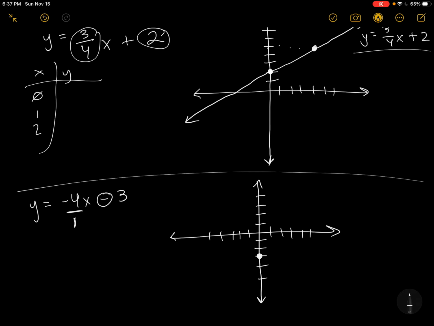And then, oh darn, I made my slope negative. I ran out of room. Okay, so then I go down 4 because it's -4, right? 1, 2, 3, 4, down 4, and then to the right 1.